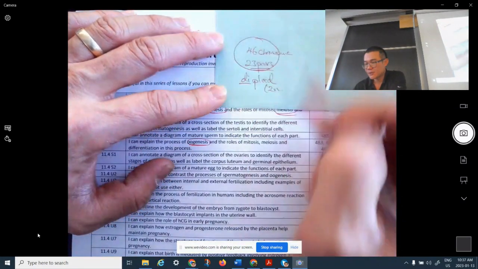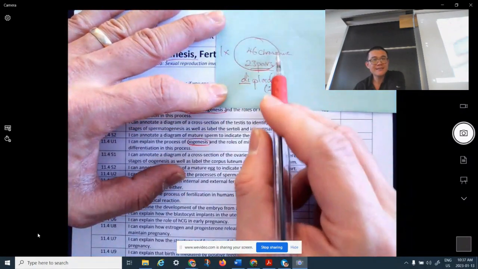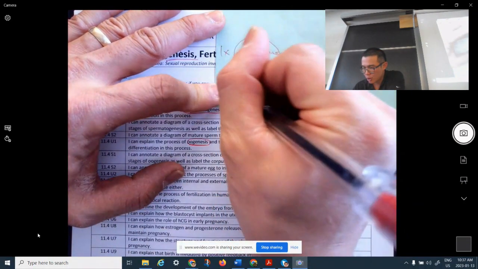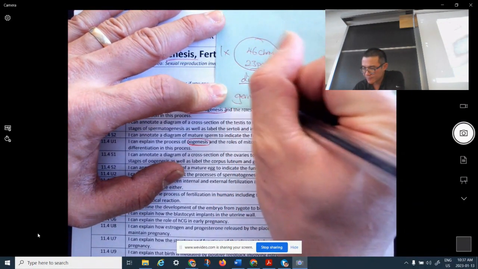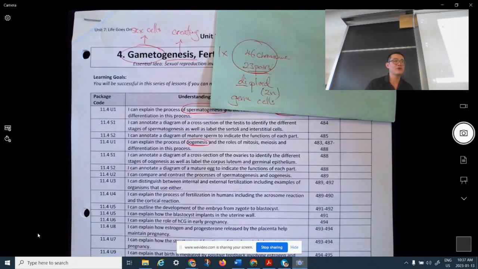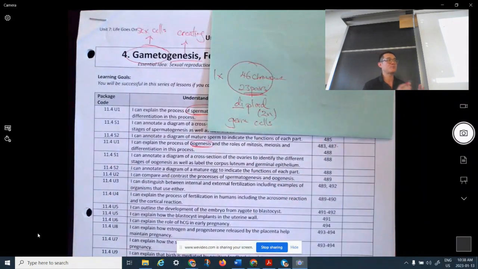So for meiosis you have 46 chromosomes, 23 pairs, diploid germ cells. Germ cells is just a very generic term to say what this is. Keep in mind, when we're talking about spermatogenesis and oogenesis, you will learn a different name. But for now, just germ cells.